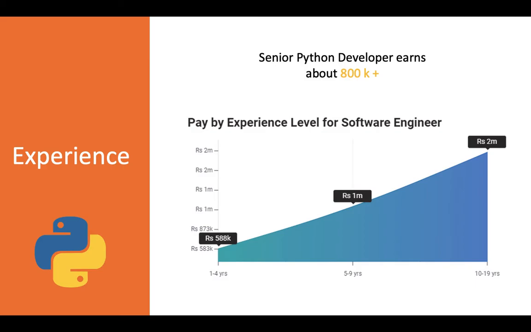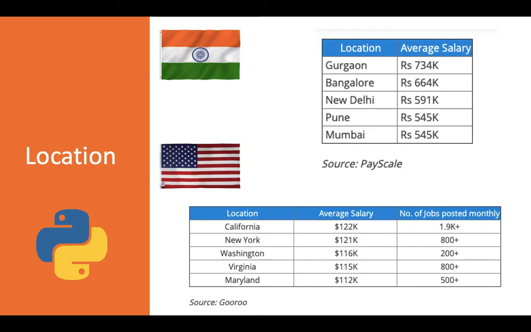Then the next thing after experience is location. Even though you have very good experience, if you are not working in a good location, you might face some difficulties. According to your experience, you should work in good locations too. In India, Gurgaon, Bangalore, New Delhi, Mumbai, and Pune are the best areas to work in.